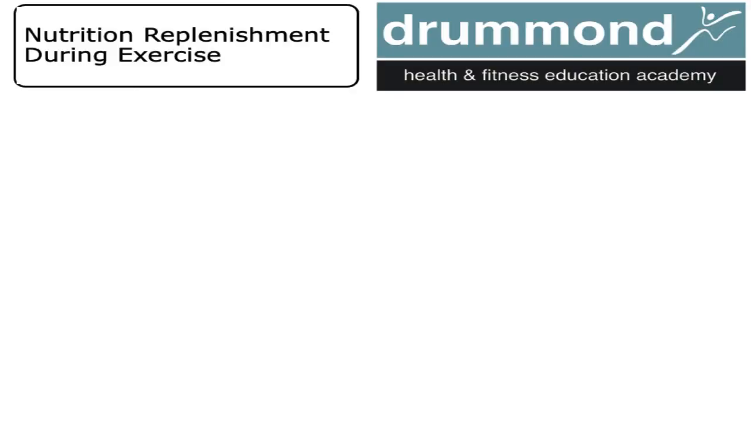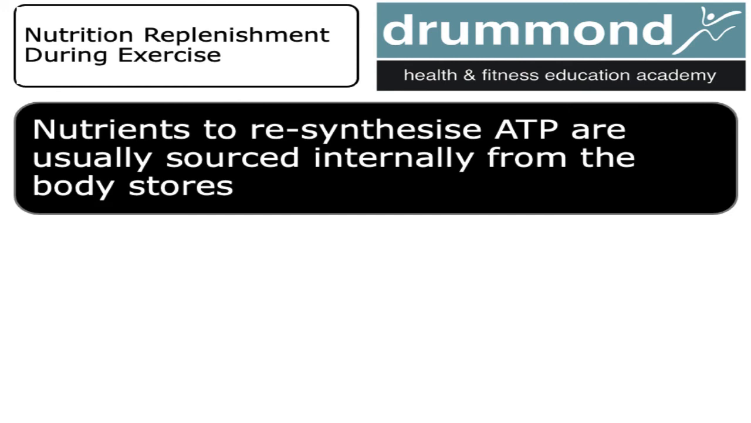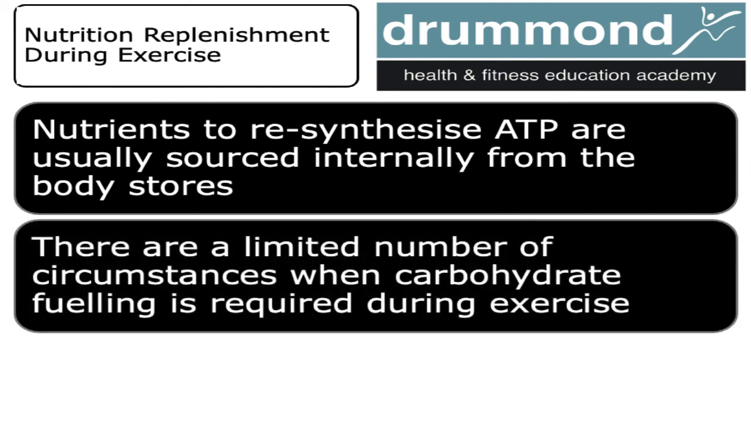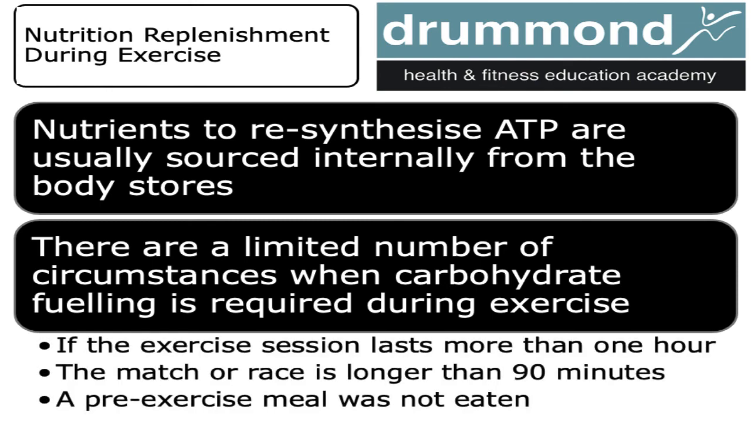The last piece of information when it comes to energy systems is discussing nutrition replenishment during exercise. So nutrients to resynthesize ATP are usually sourced internally from your body stores. But there will be quite a limited number of circumstances when carbohydrate fueling is maybe required during exercise. Some of these circumstances could be if the exercise session lasts more than 1 hour, if the match or the race is going to be longer than 90 minutes long, or if you've not had a pre-exercise meal with carbohydrates, which would not then fuel the exercise session you're about to do.